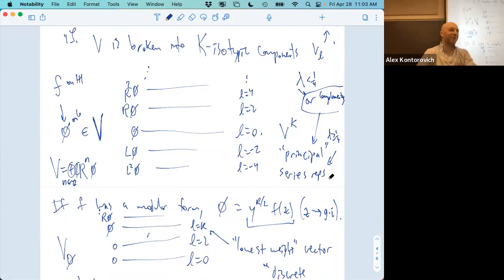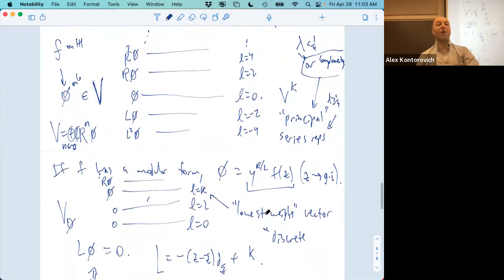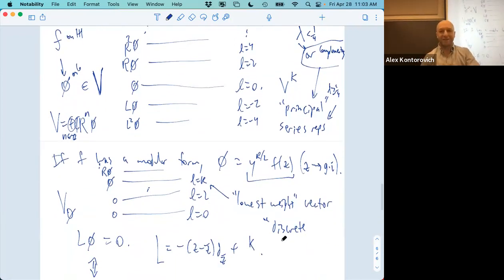The matrix coefficients are almost in L2. They're in L2 plus epsilon for every epsilon. The discrete series representations are in L2.